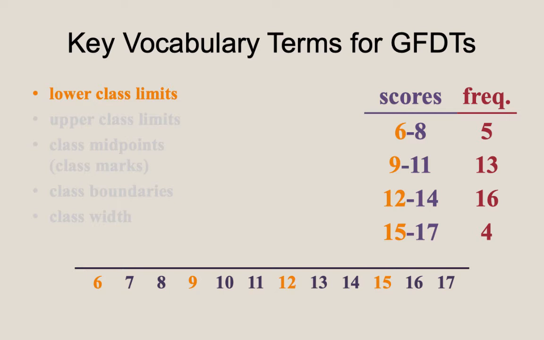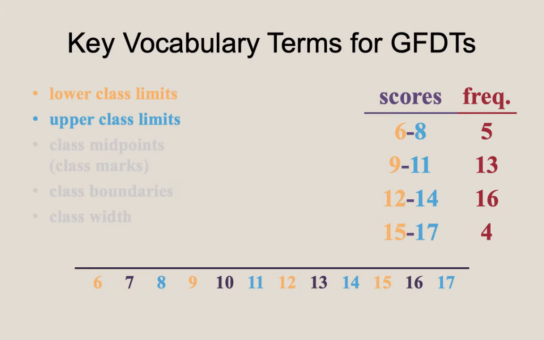The lower class limits are the smallest value that appears in each group. In this case, the groups of scores have been labeled as lower number to higher number. It is this lower number for each class that is the lower class limit for that class. These values have been highlighted here in orange. The number line at the bottom of the screen will help us visualize the groupings and the vocabulary terms.